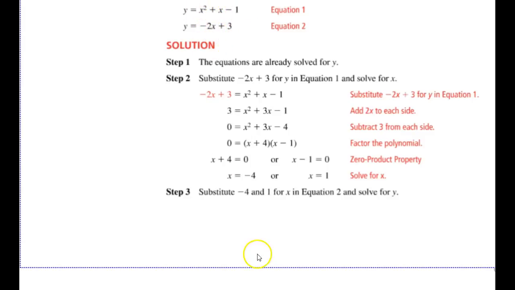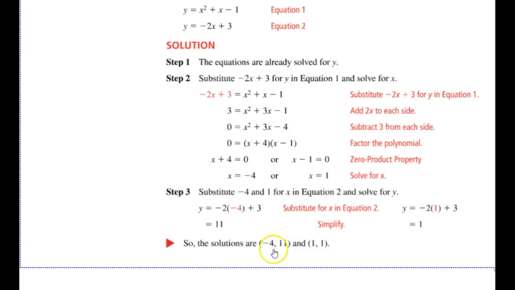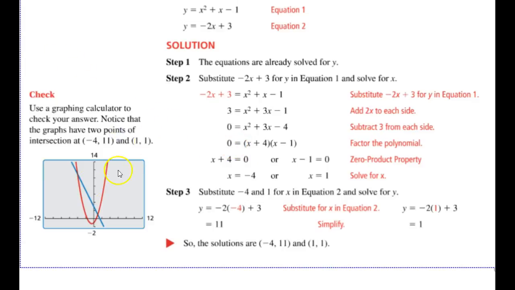So I'm going to use the second equation because it's easier. I substitute those in, and I solve, and I simplify. So I end up with two solutions here: (-4, 11) and (1, 1). So this is an example where I would have two solutions.